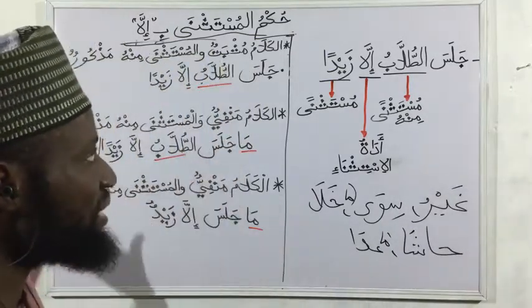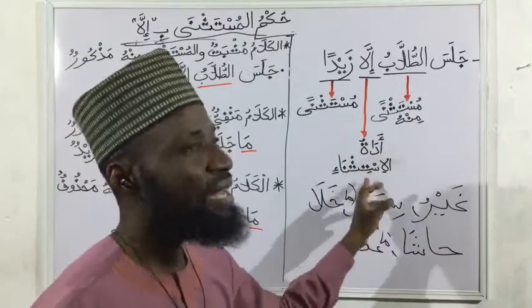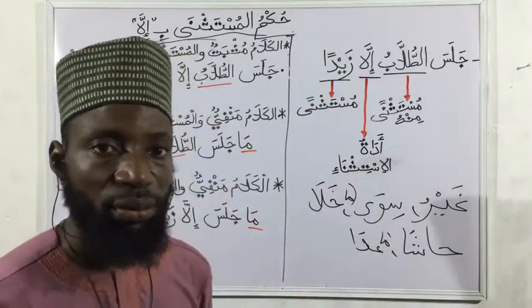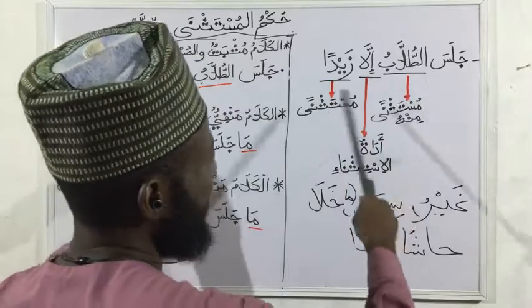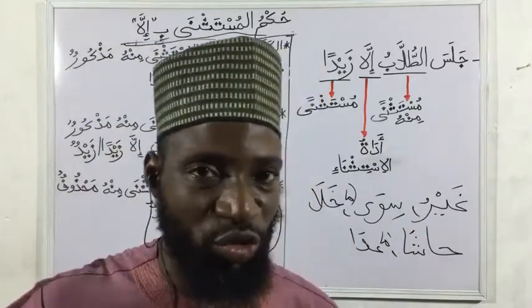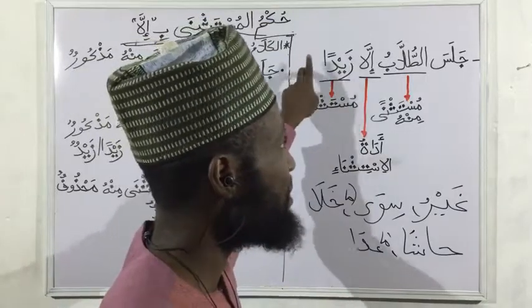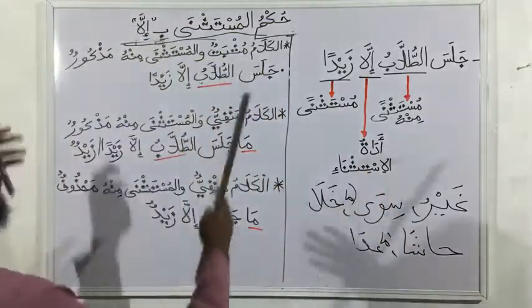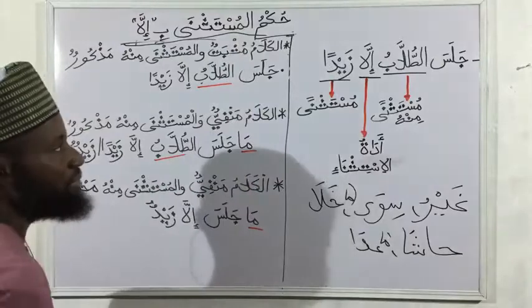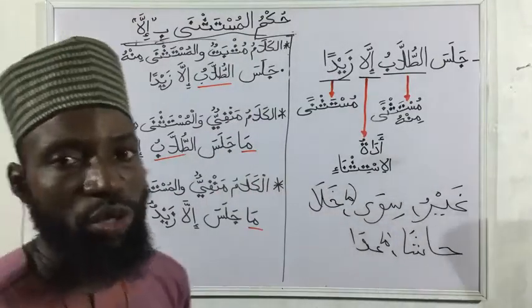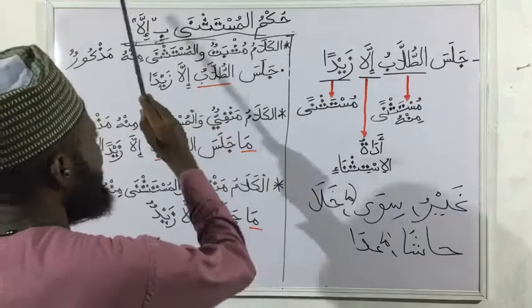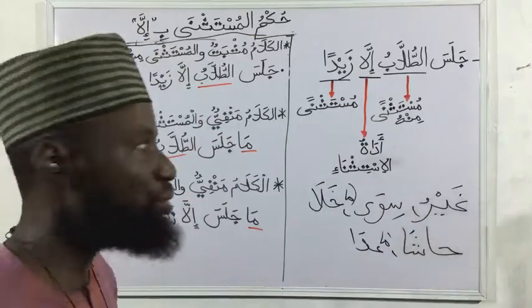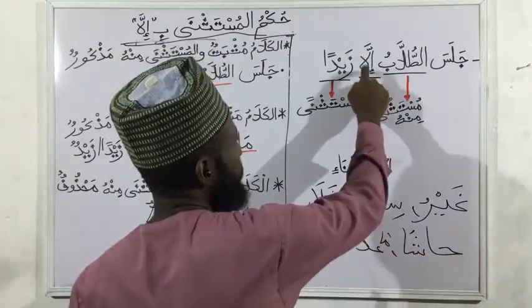This basic state of our statement, with the mustasna minhu and the adatu istisna, always determines the grammatical analysis of our mustasna. Because in general, our statements go normally with the i'rab you have known before, the grammatical analysis, except for the mustasna. That always depends on the mustasna minhu, on the words adatu istisna, and on the states of the sentence. So now, today, what we want to look at is hukmul mustasna bi illa. That means the ruling of the mustasna when you are using illa as the adatu istisna. When you use illa.